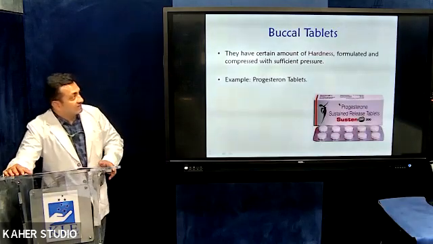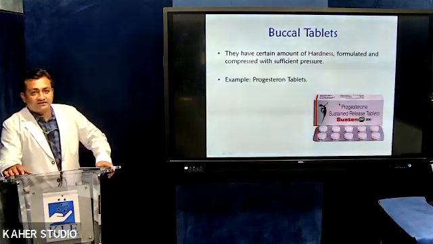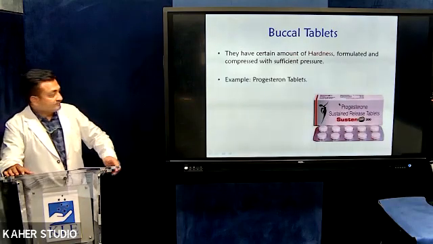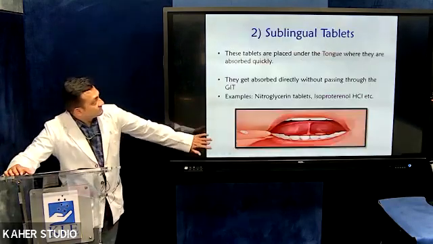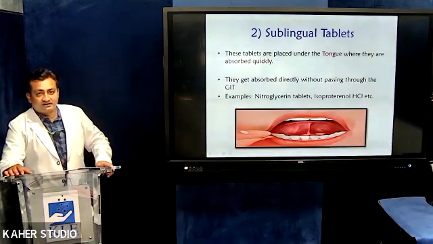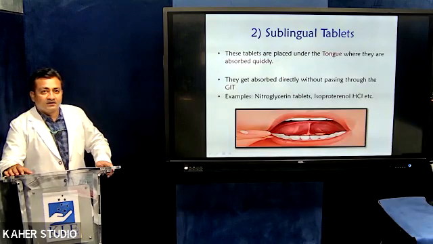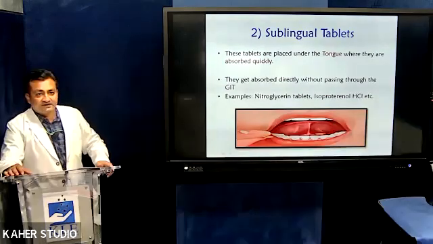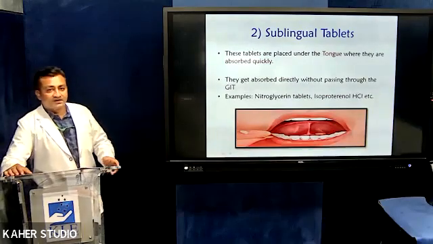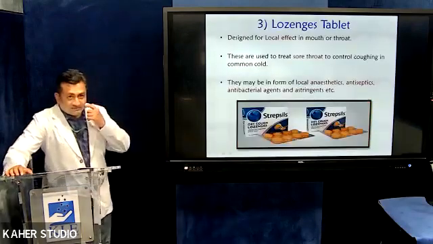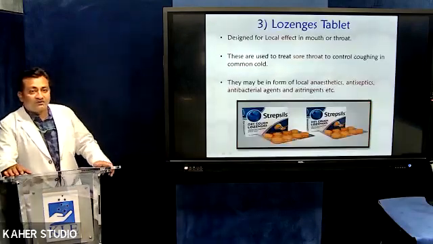They have a certain amount of hardness and are formulated and compressed with suitable pressure. Sublingual tablets: these tablets are placed under the tongue, where they are absorbed quickly. They are absorbed directly without passing through the GIT. Example: nitroglycerin tablets. And lozenges are designed for local effect in the mouth or throat.